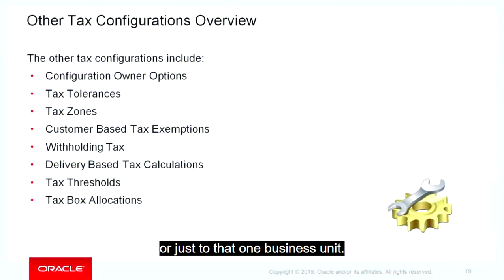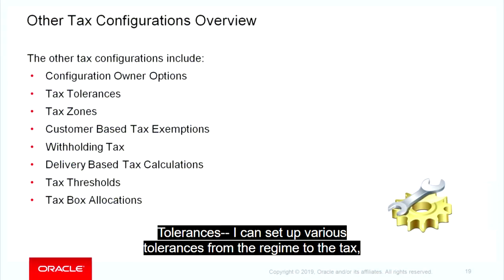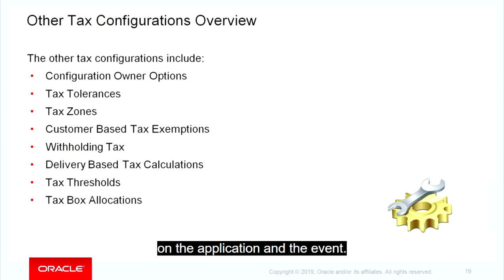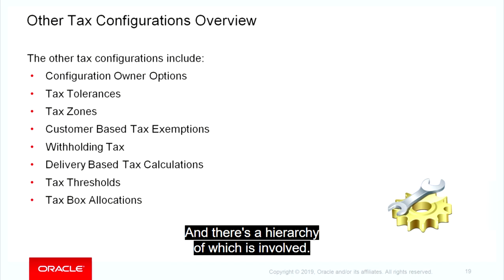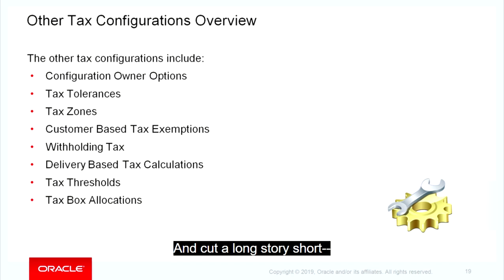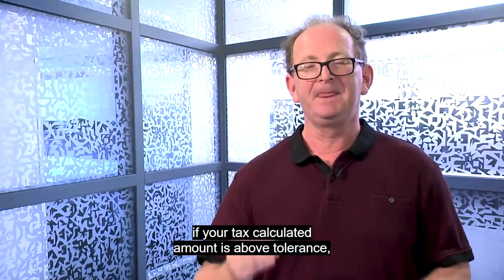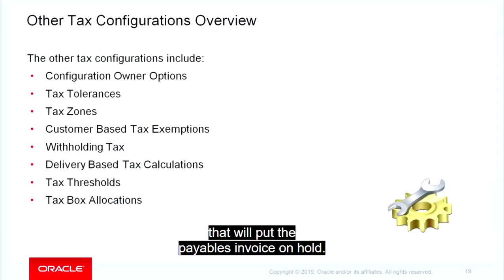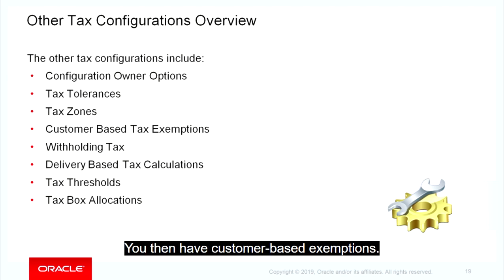Tolerances. I can set up various tolerances from the regime to the tax, to the rates, to the status, and I can also have various tolerances set up on the application and the event, and there's a hierarchy of which is involved. To cut a long story short, if your tax calculated amount is above tolerance, that will put the payables invoice on hold. You then have customer-based exemptions.